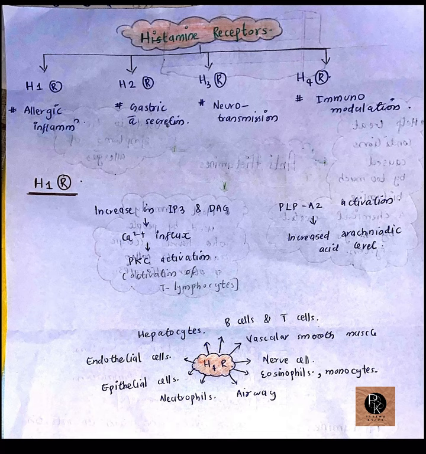Now let's focus on the distribution of H1 receptor in our body. The H1 receptor can be found on B cells and T cells, that is B lymphocytes and T lymphocytes. Then vascular smooth muscles, it can be found on nerve cells, eosinophils, monocytes, airway, then neutrophils, then epithelial and endothelial cells and hepatocytes. So these are all about H1 receptors.